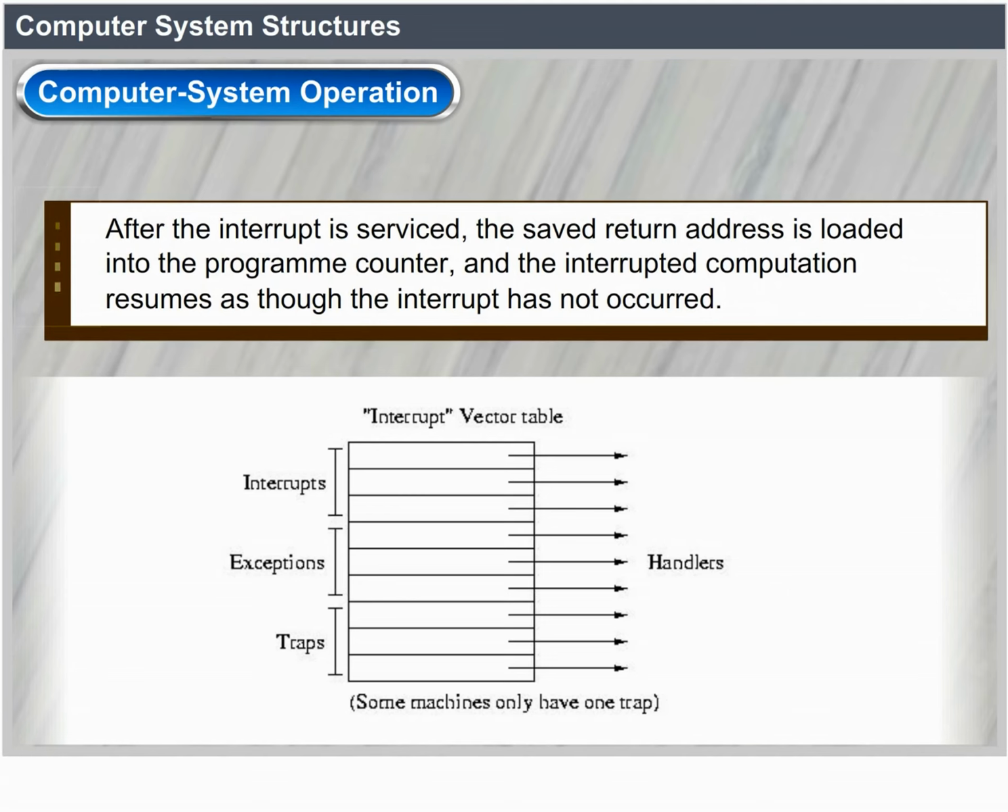After the interrupt is serviced, the saved return address is loaded into the program counter and the interrupted computation resumes as though the interrupt had not occurred.